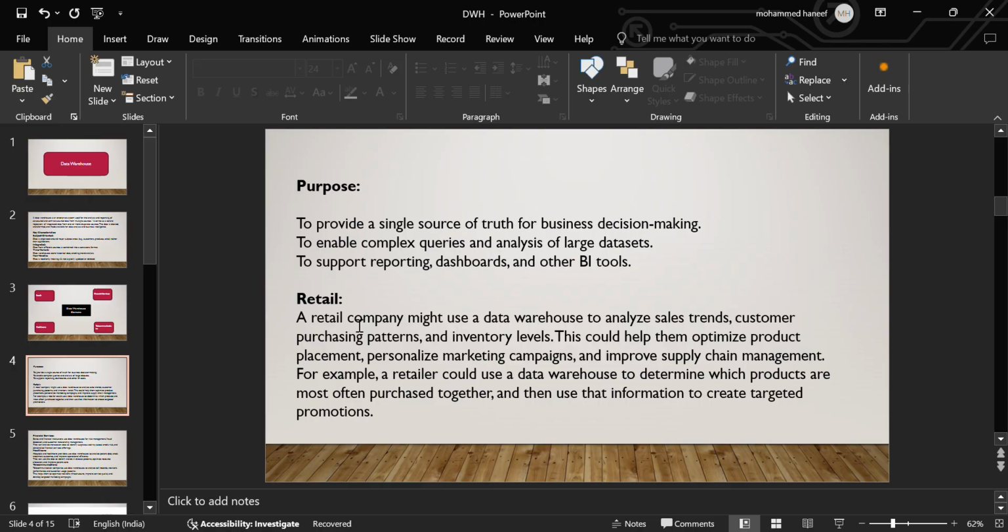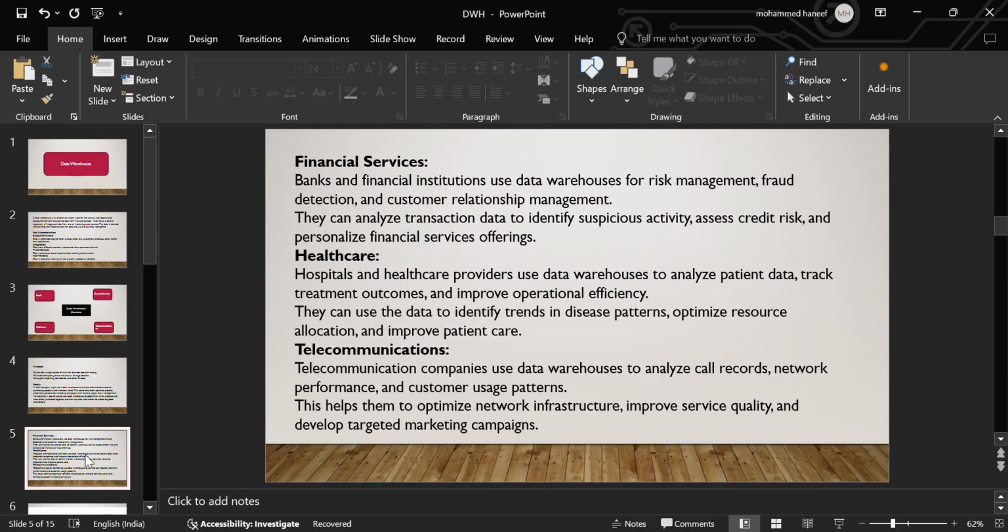Similarly, we have financial services, which we already discussed in the banking area, and healthcare, the health insurance area, where we can track treatment outcomes, improve operational efficiency, and analyze patient data for better treatment. And in telecommunication, we already know about network performance, customer usage patterns, and data plans.